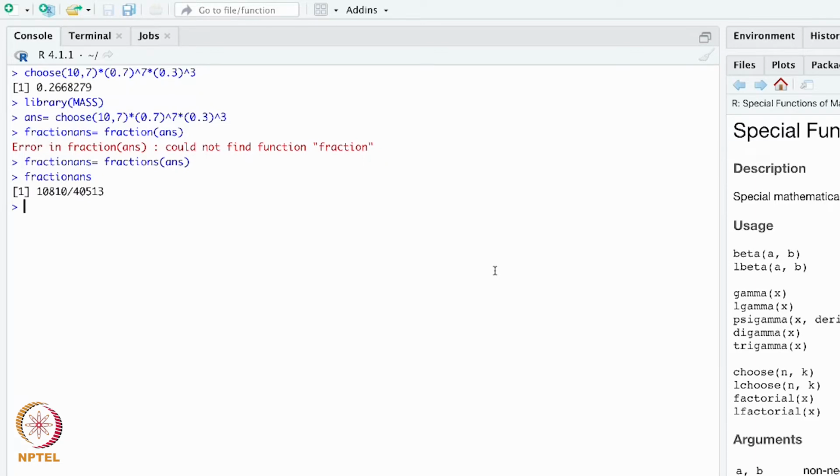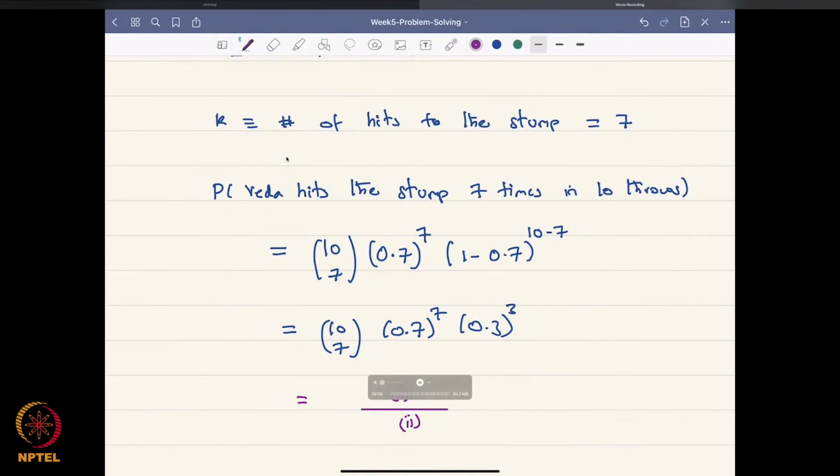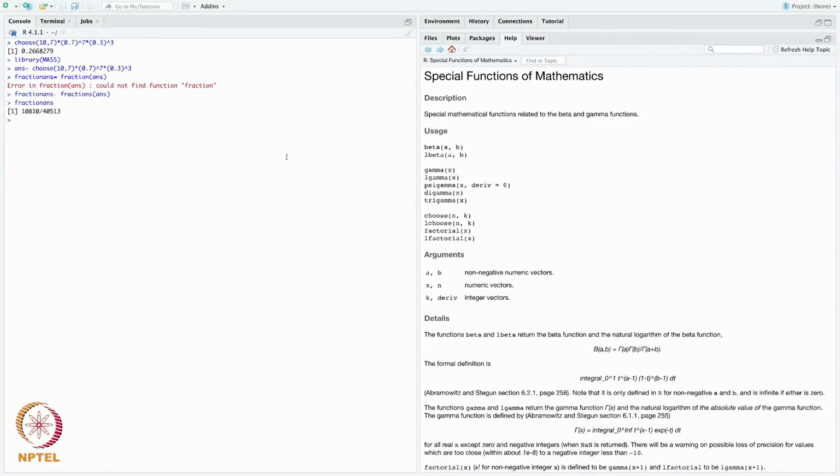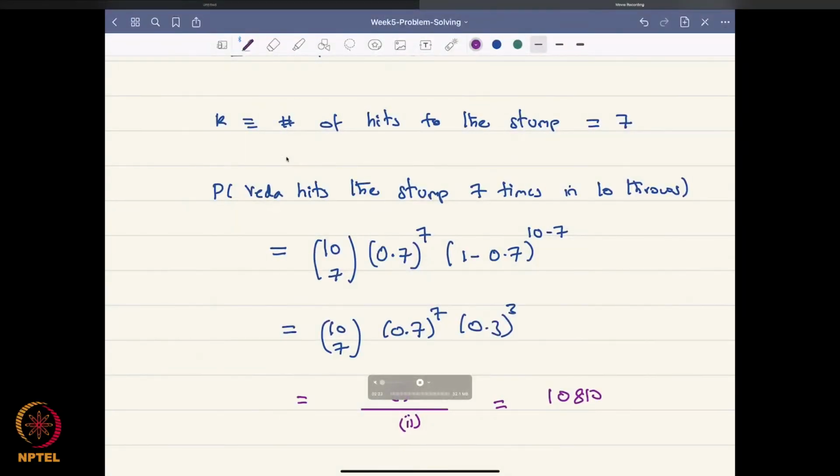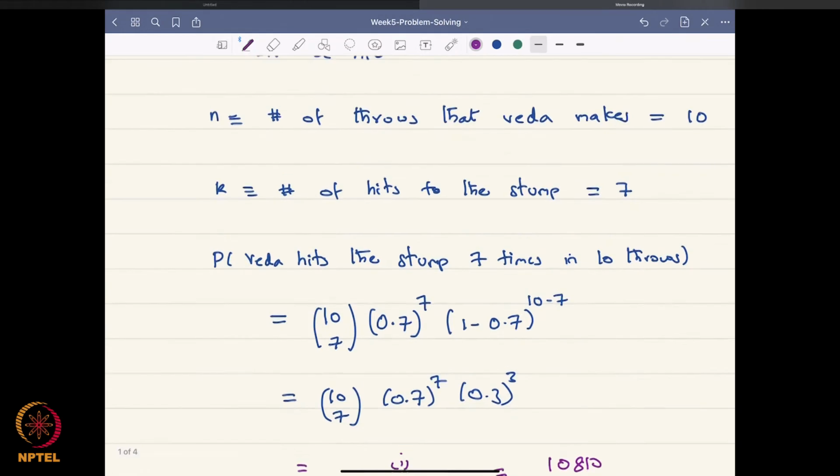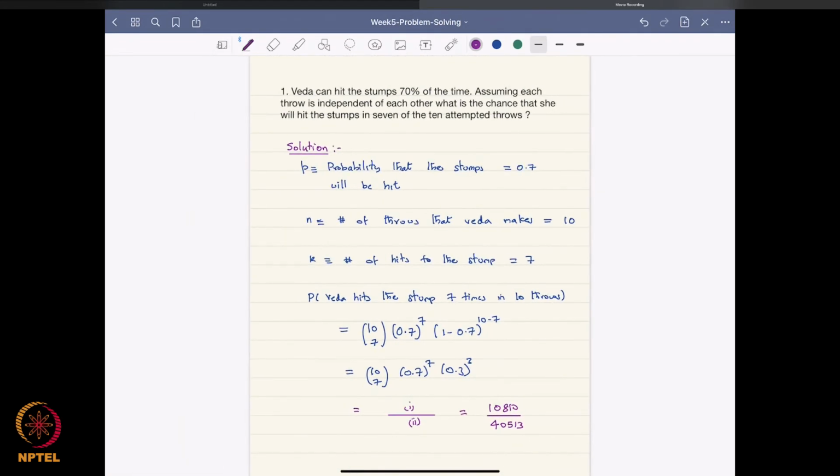So what do I get? I get 1080810 and 40513. So I go to my file again, and the answer would be, let me go back to R. R says 10810 at the top. So I put 10810 at the top, and I go back, I get 40513. So I get divided by 40513. So that will be the answer. Very nice. So that's the chance that Veda makes seven hits to the stump in 10 attempted throws.